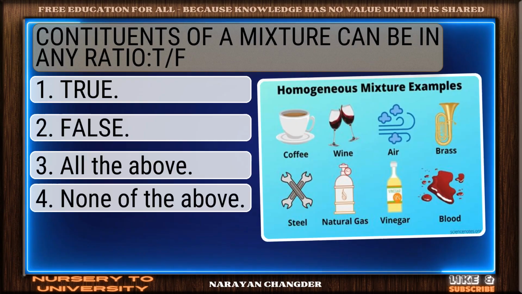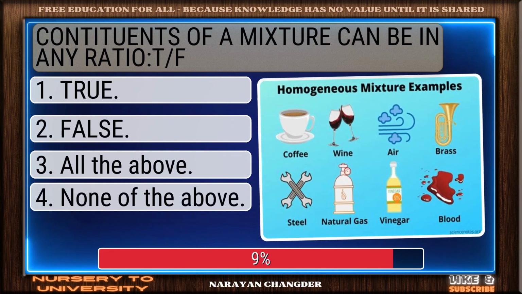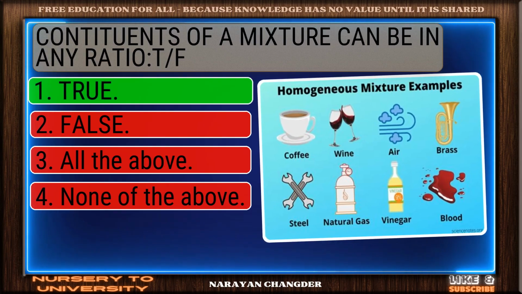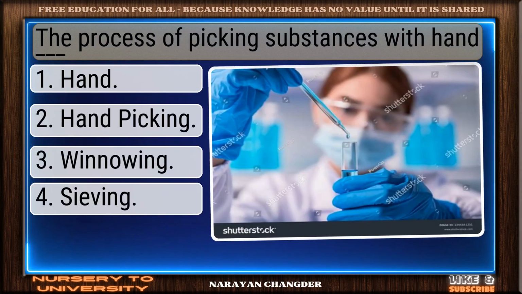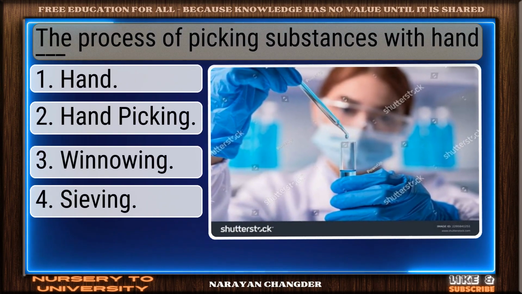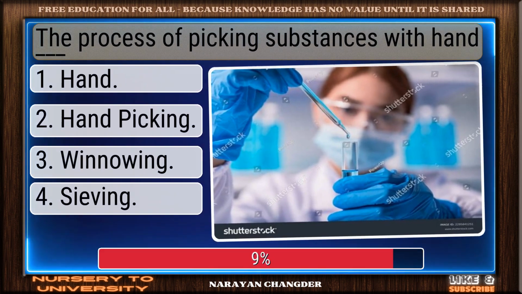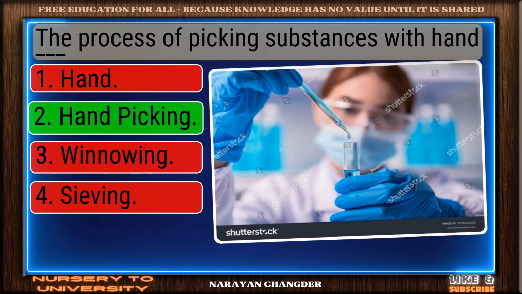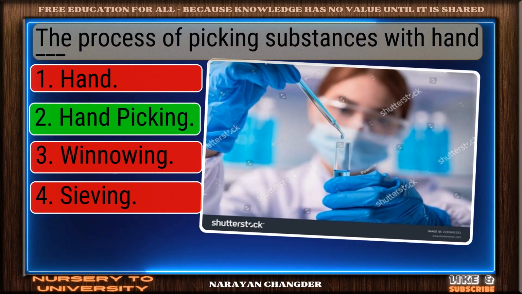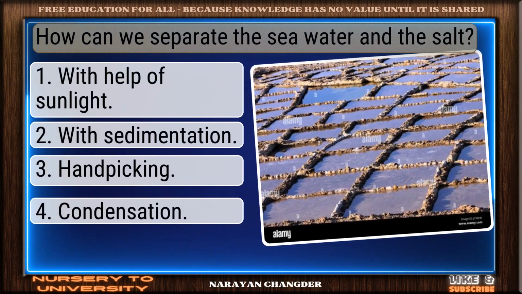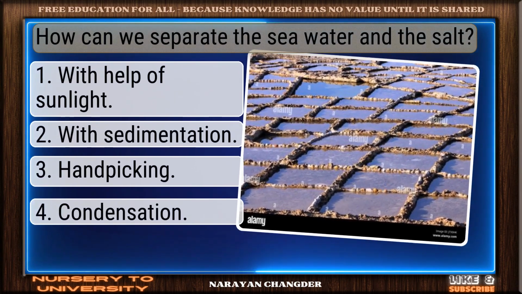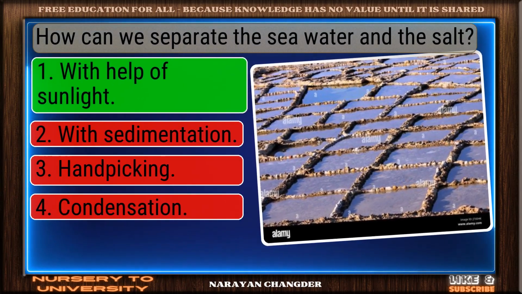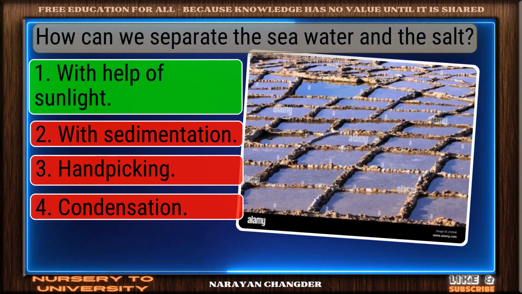Constituents of a mixture can be in any ratio, true or false. Smart move. True is an accurate answer. The process of picking substances with hand, dash. Strong choice. Hand picking is the right answer. How can we separate the seawater and the salt? Valid point. With help of sunlight is true.